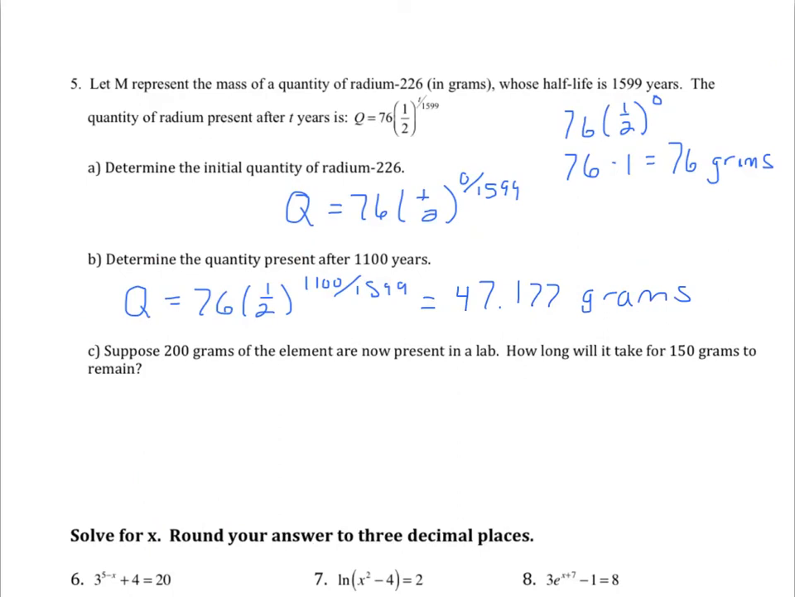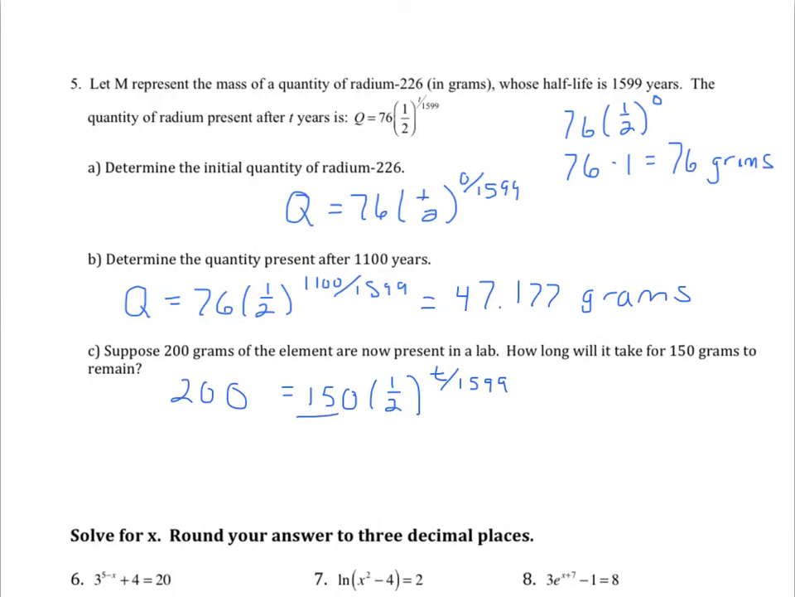And the last part of this question is, suppose 200 grams of the element are now present. How long will it take for 150 grams to remain? So first we want to plug 150 in for the initial amount. So that's where the 76 used to go. And then we have 1/2. We're solving for t. And we want to know how long it will take to reach 200. So we'll plug that in for Q. And then we need to solve for t.